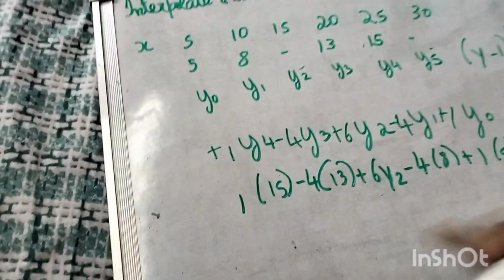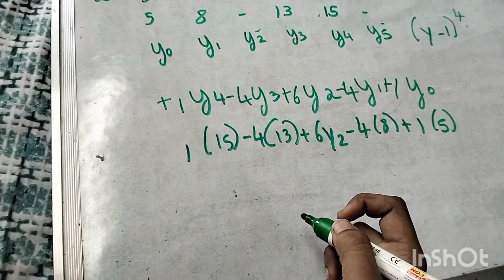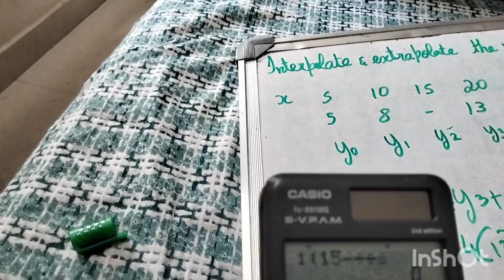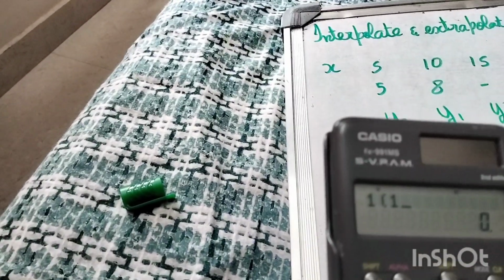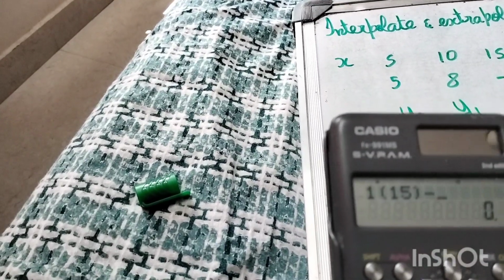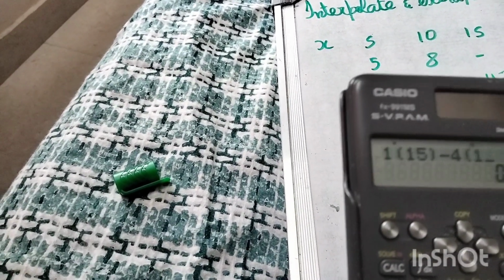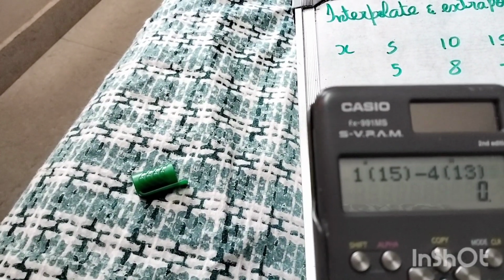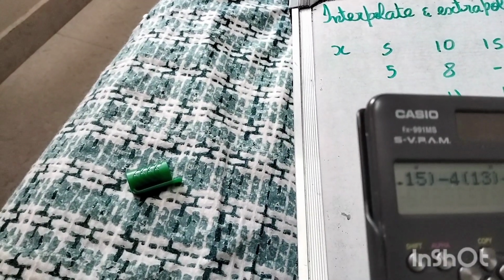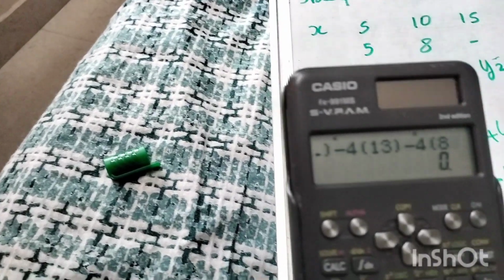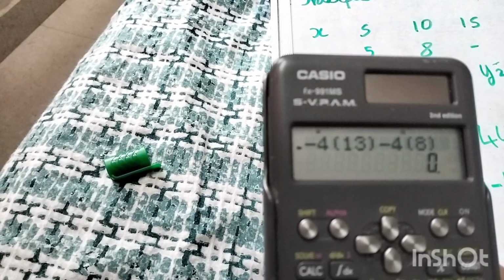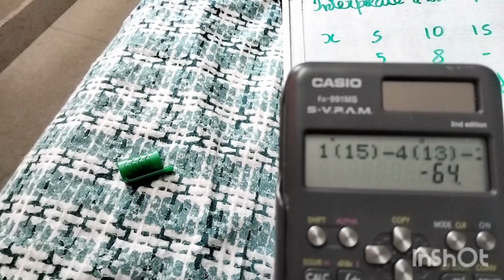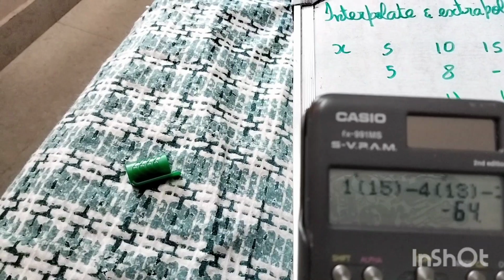Okay, now you type this on the calculator. 1 into 15, minus 4 into 13, minus 4 into 8, plus 1 into 5. So you get minus 64.